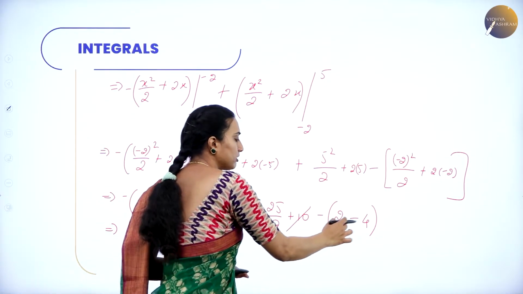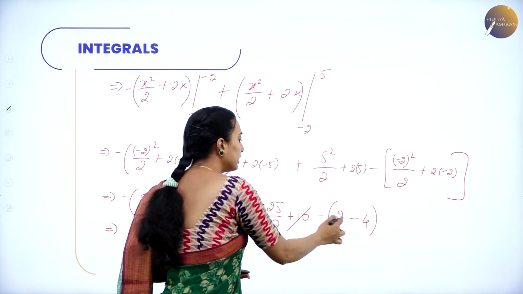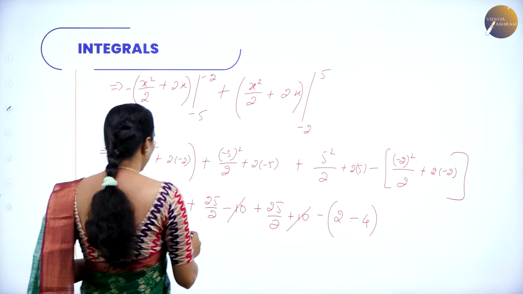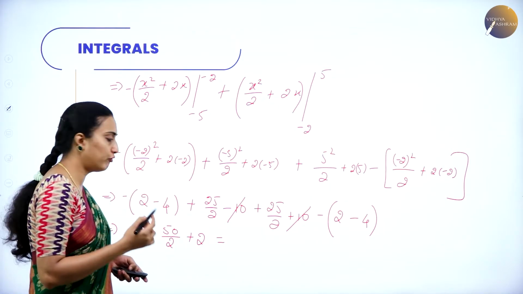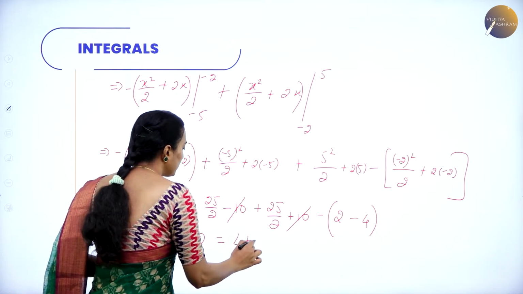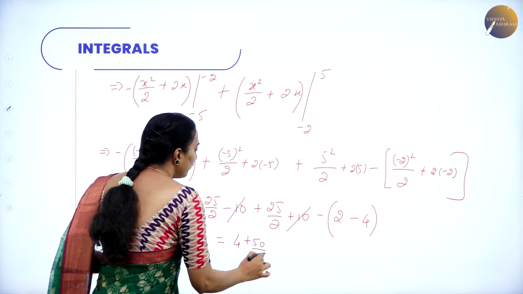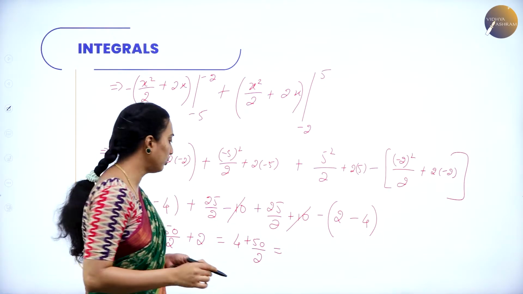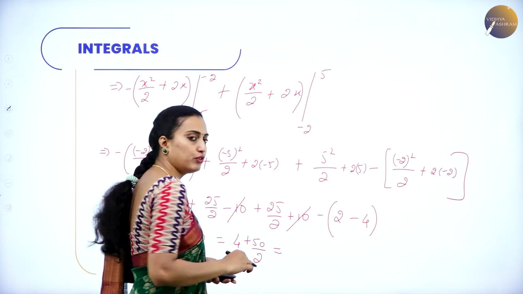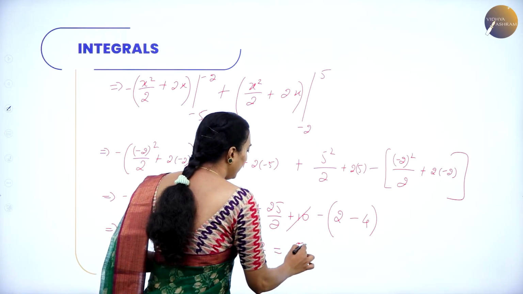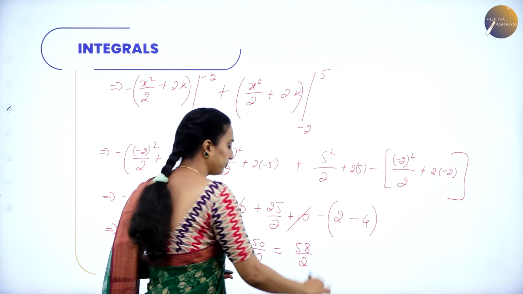Again here, 2 minus 4 is nothing but minus 2. Minus into minus would become plus 2. So plus 2, the answer you are going to get, 2 plus 2, is nothing but 4. So 4 plus 50 divided by 2. 50 divided by 2 is nothing but, you can add up this one, 2 4s are 8. So 8 plus 50, that is nothing but 58 divided by 2, right?